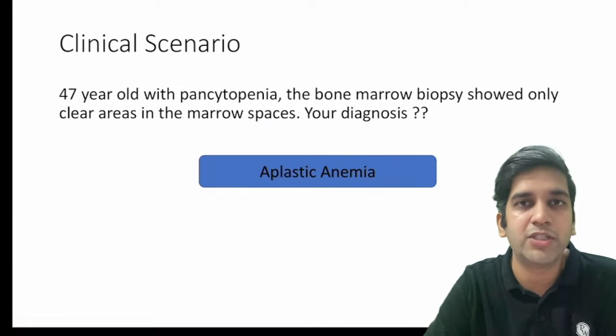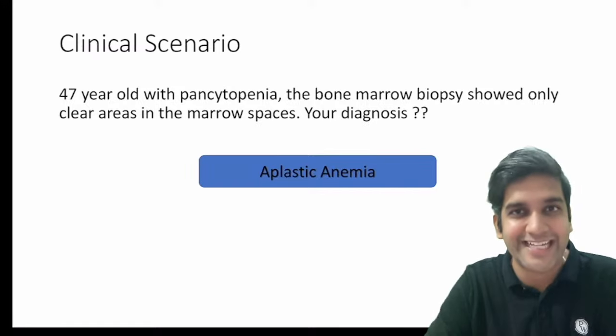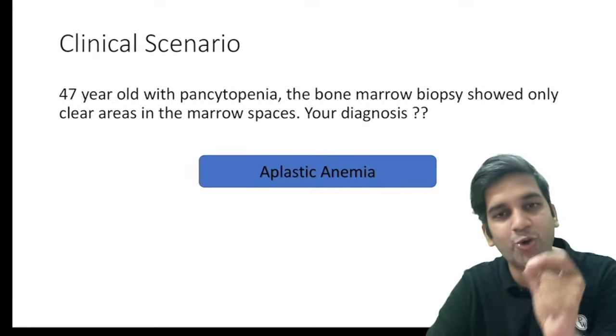What happens to the bone marrow aspirate in aplastic anemia? You cannot forget that, right? Dry tap, right? A simple piece of advice to all of you in future.